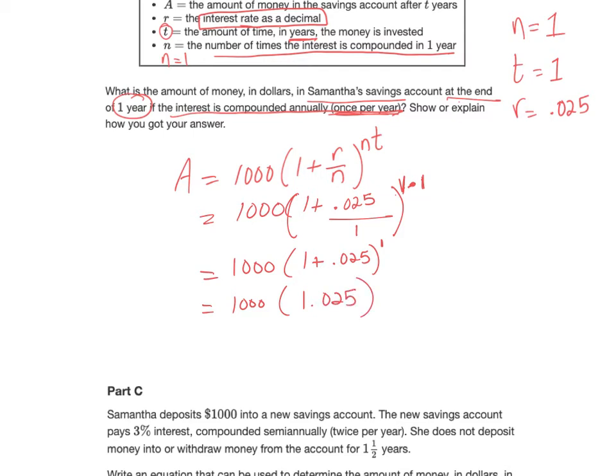And then we're going to now multiply 1.025 times 1,000. And because this question appears on session 2 of your MCAS exam, you are allowed to use a calculator. So I'm going to do 1,000 times 1.025, and I get the total amount of money to be 1,025. So that's the amount of money that is in the account after 1 year.